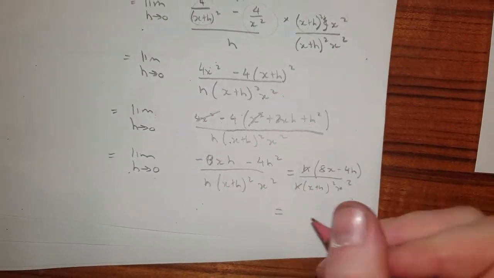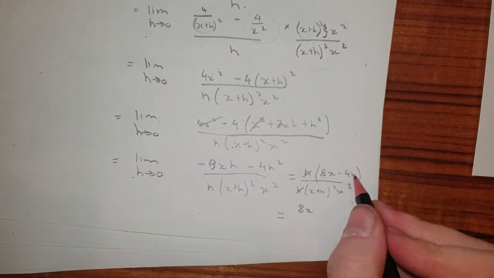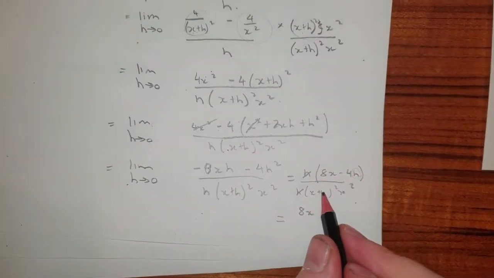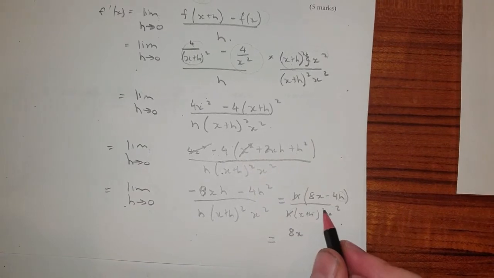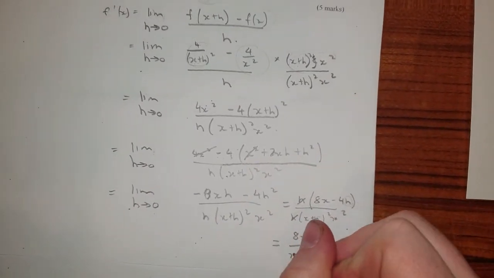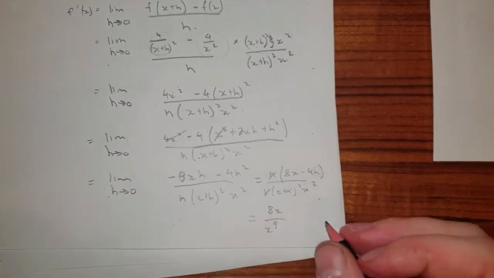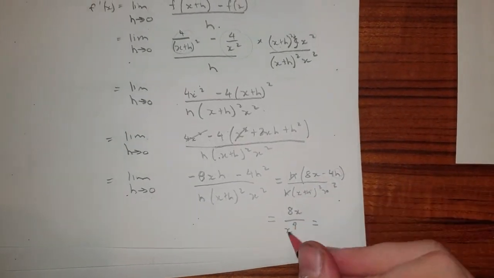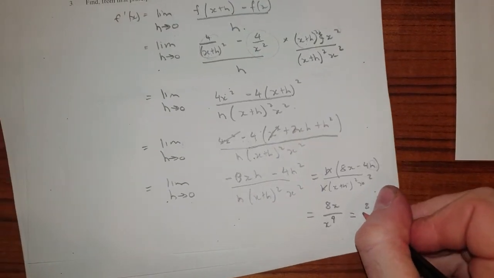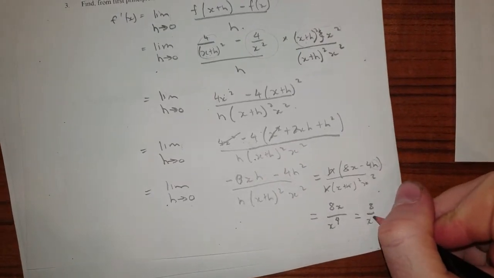So this means that I can go straight to my final answer of 8x on top. As h tends towards 0, this will disappear. That'll go. This will also disappear, and I'll end up with x squared. So it will be over x squared times x squared, which is x to the power of 4. You could leave it like that, but that'd be a bit lazy, because I'm going to cancel off one of my x's, so I'm going to be left with 8 over x to the power of 3.